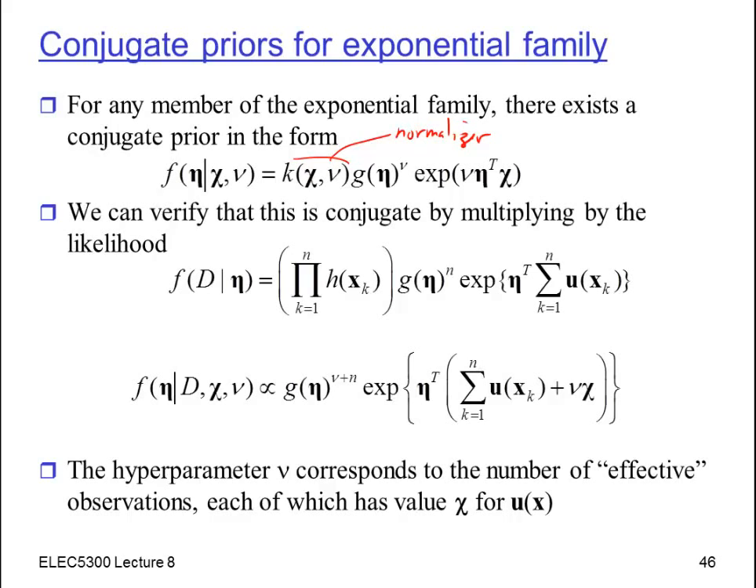And so this is a little bit complicated, but the important thing to realize is that any member of the exponential family has a conjugate prior, and we can do Bayesian estimation. Okay, so that concludes lecture 8.